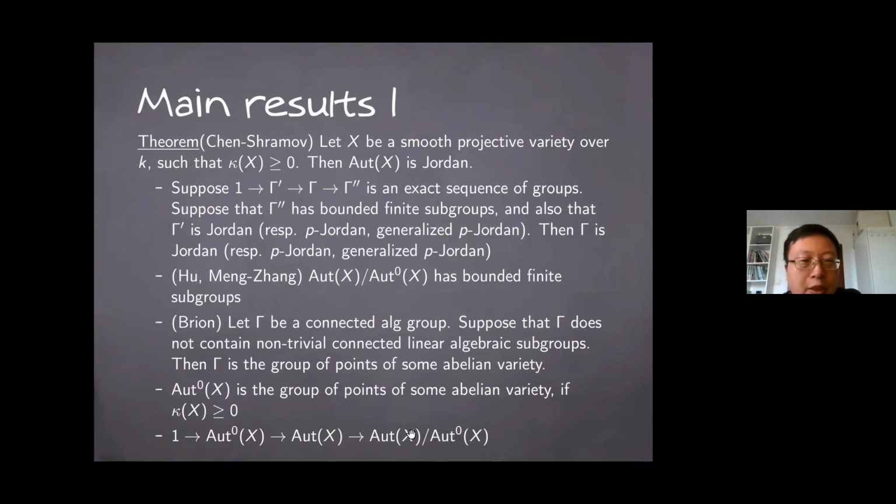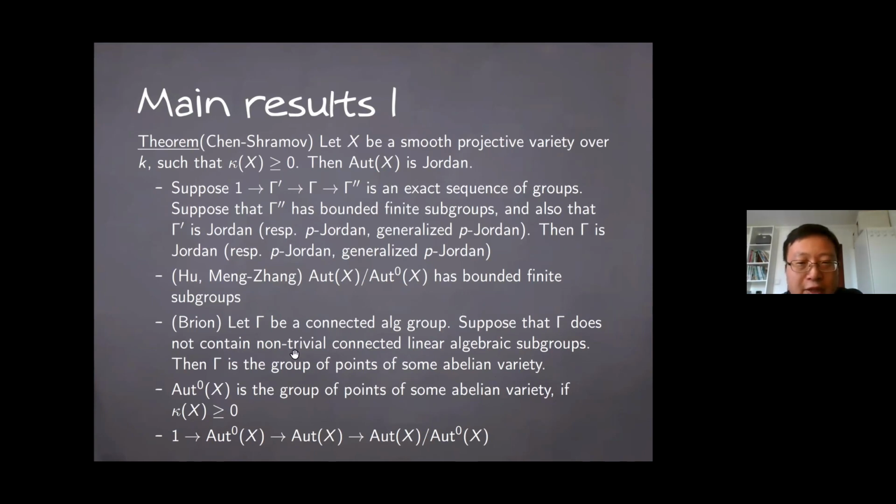Okay, so there is a classical result that says Aut quotient Aut 0 has bounded finite subgroups. It is proved in the paper, and Deqi Zhang's paper puts in some remark, or Hu Fei also quotes this result. The other thing is that Brion showed if gamma is a connected algebraic group, and suppose gamma does not contain non-trivial connected linear algebraic subgroups, then gamma is a group of points of some abelian variety.